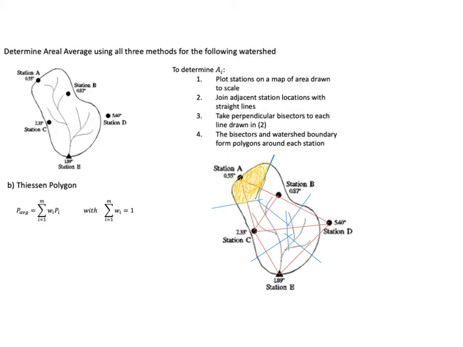Then I'm going to come over here to station B, and same thing. I'm going to have this watershed boundary, and then these lines here are all going to be associated with that 0.87. Okay?